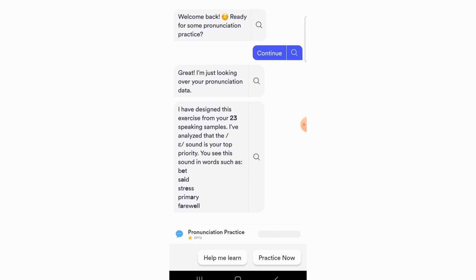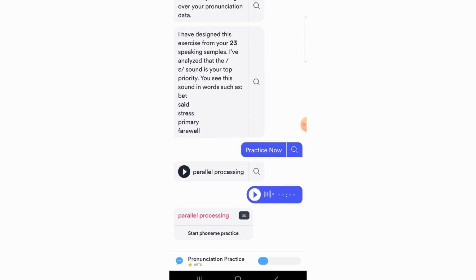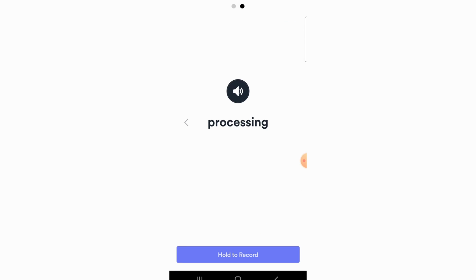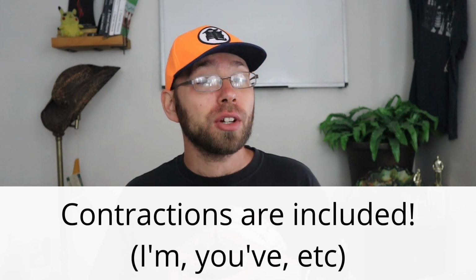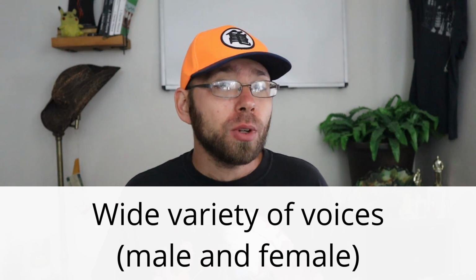So first, there is built-in word practice where you can record yourself and compare it to a native directly in the app for words that you get wrong. Another really good thing is that contractions are generally included. I saw more often than not that they are using contractions, which is super important because contractions are a normal part of speech, regardless of formality. Next, there are a wide variety of voices, including both male and female, which I think is really great.